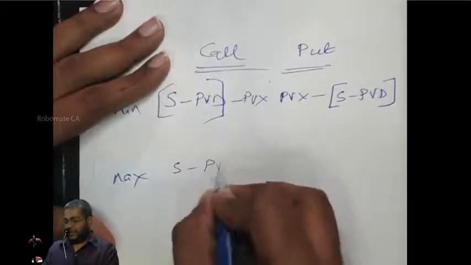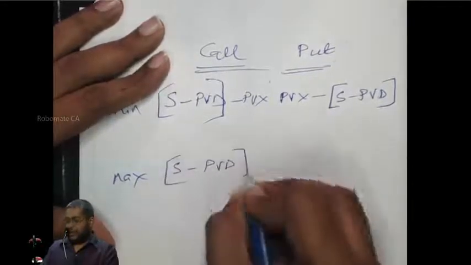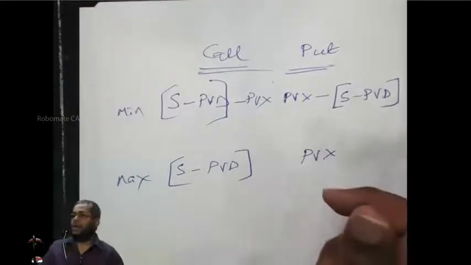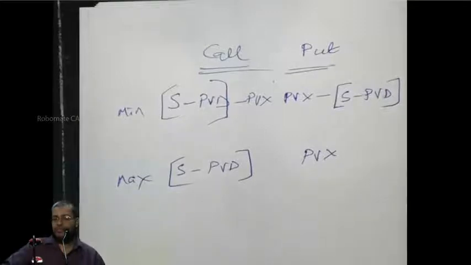Maximum value of the call option is what? Spot price minus present value of dividend. For maximum value of put option, present value of strike price. We need to worry only when the spot price comes into the equation. Okay, present value of strike price. Everybody following or not?